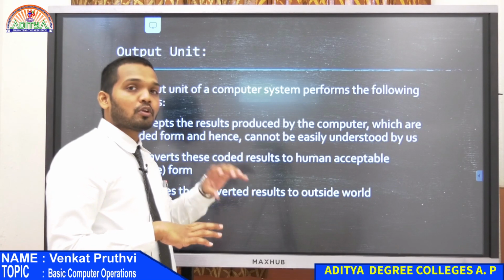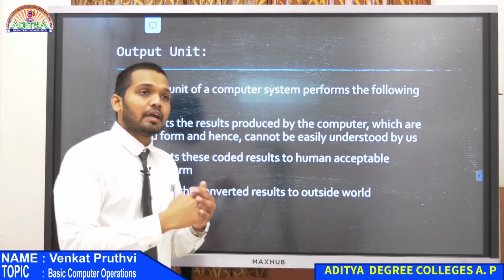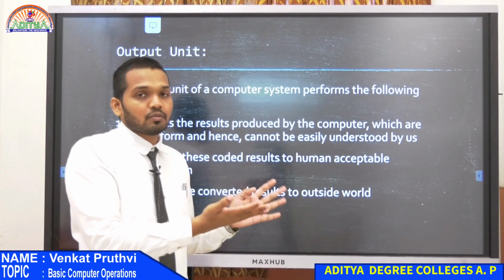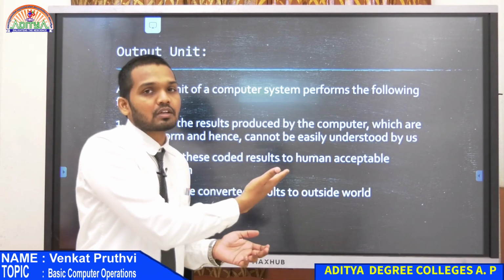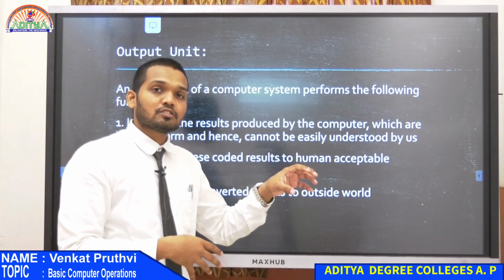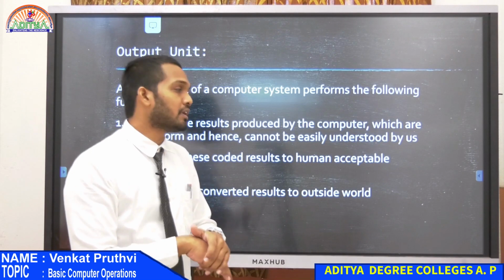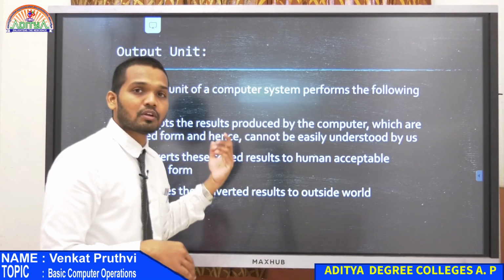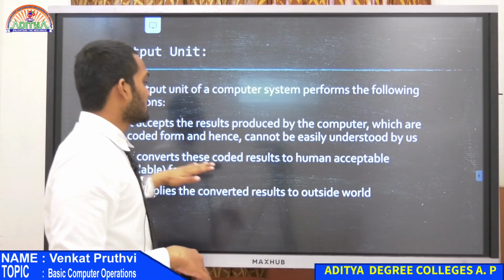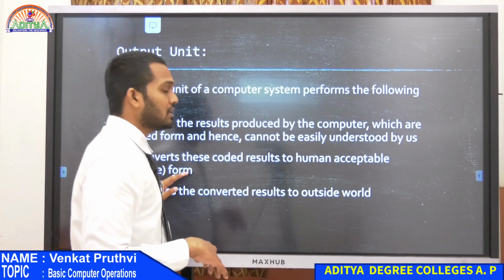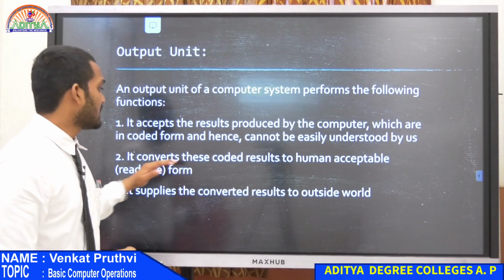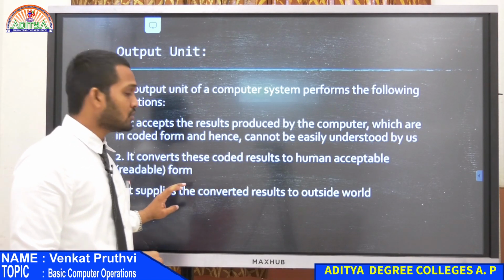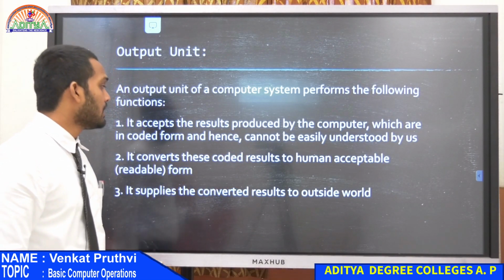Now the output unit should convert exactly the data that the CPU has transferred to it into human readable form. Whatever data it gets is in coded form, and we don't understand what it is. It converts these coded results into human acceptable form, that is, the readable form.